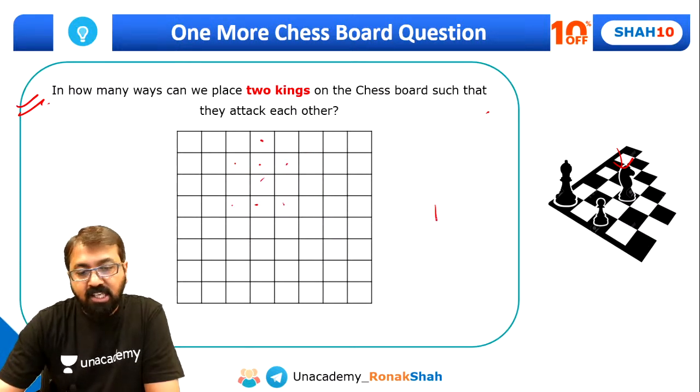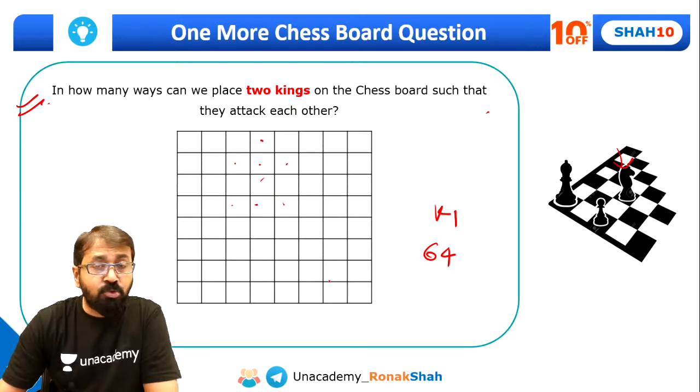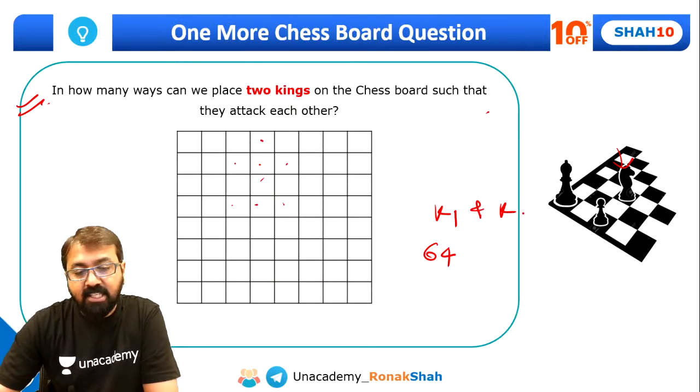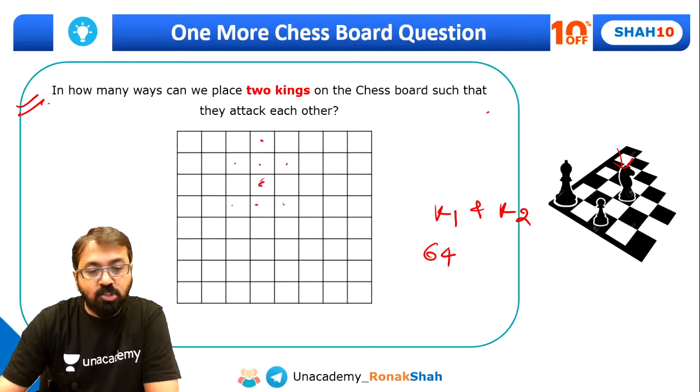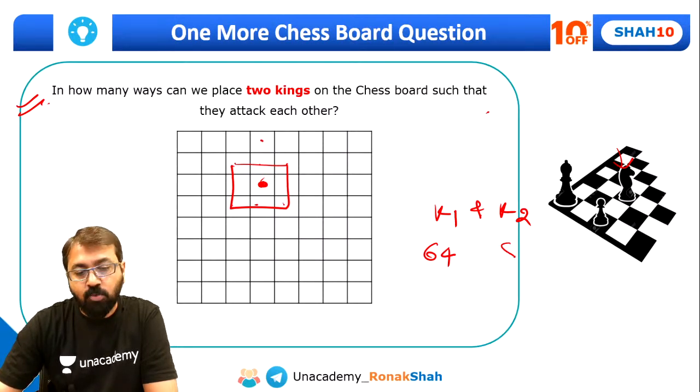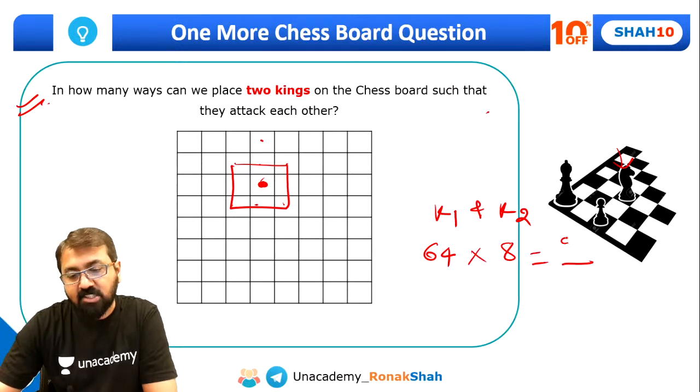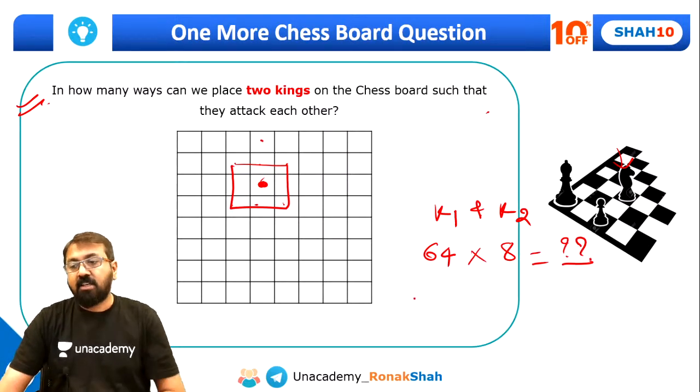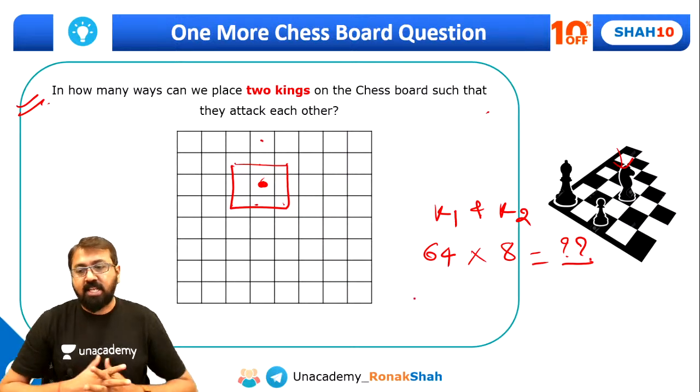सो गाइस, फर्स्ट किंग k1 को आप कितने वेज में रख सकते हो? यू कैन प्लेस इट ऑन एनी ऑफ द 64 स्क्वायर्स एंड द सेकंड किंग हैज टू बी केप्ट इन द एडजेसेंट स्क्वायर. आपने फर्स्ट किंग को यहां रखा तो सेकंड किंग हैज टू बी kept in adjacent square, so 8 square. Can I say this will be the answer? Is this correct, guys? Yes or no? Jaldi se batao, is this correct?